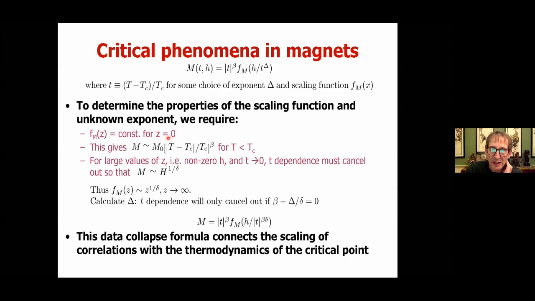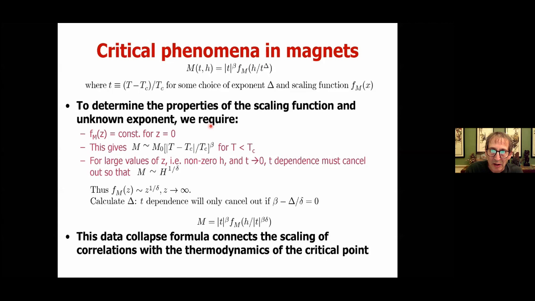Now you might ask, what happens when I have h non-zero and the reduced temperature is going to zero? When we do that, I've got a t going to zero outside and a t going to zero inside. The only way that we can get a result that scales like H to the power 1 over delta is if this t dependence outside and this t dependence inside the function cancel out. The only way that can happen is if for large values of its argument, the scaling function behaves like z to the power 1 over delta. Because if that's true, remember h is non-zero, but t is going to zero, and so h over t to the delta, if delta is positive, is going towards infinity.